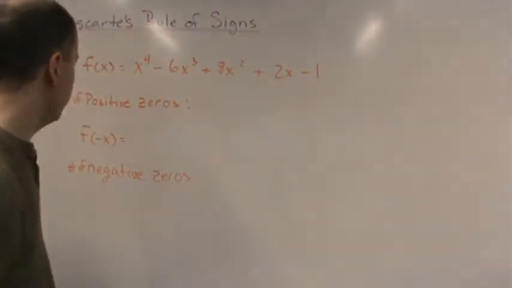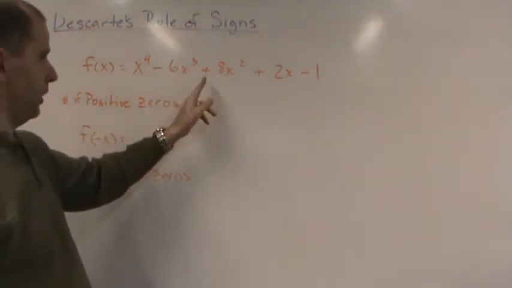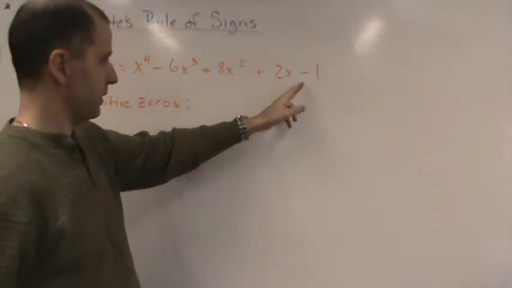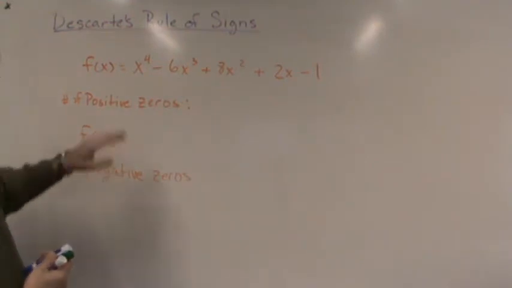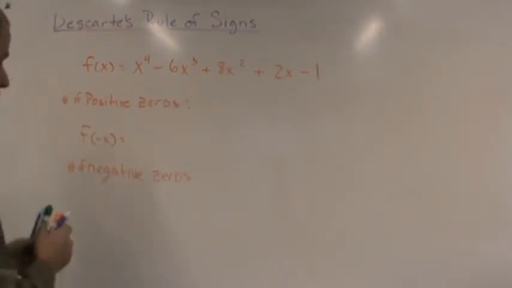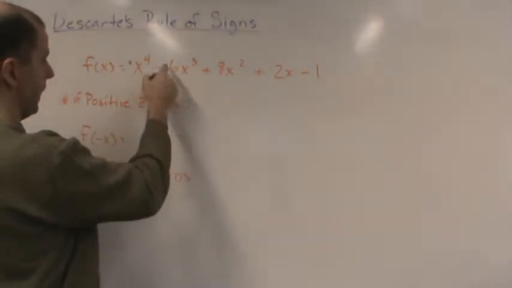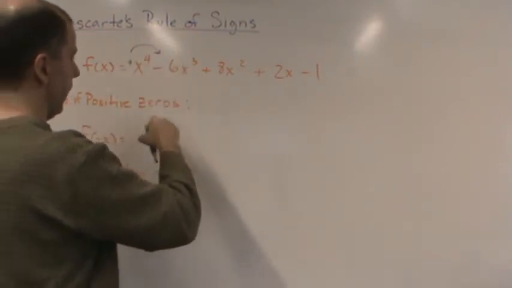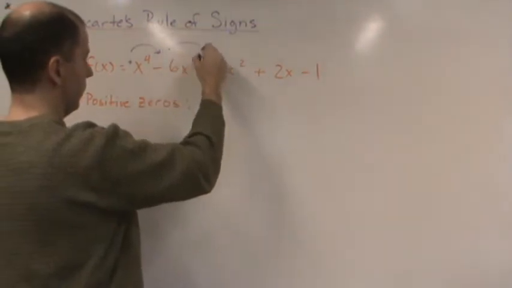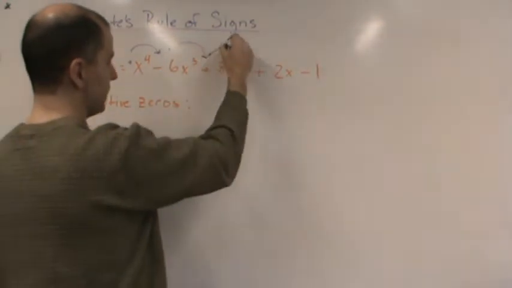Now in this example, we have a function f of x equals x to the fourth minus 6x cubed plus 8x squared plus 2x minus 1. The first thing we're going to do is look at the number of positive zeros. All we're going to do is look at f of x and count how the signs change. The sign changes from positive to negative, so there's one. And then it changes from negative to positive. There's another one.